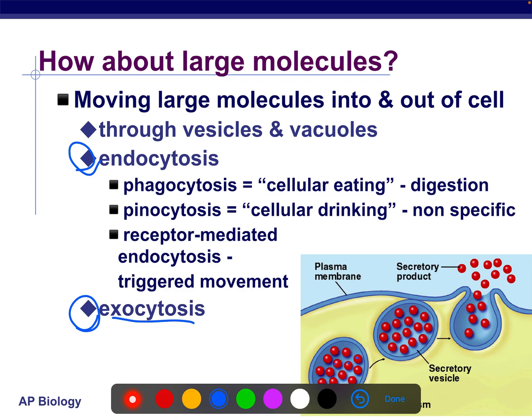Let's say this vesicle has a bunch of proteins in it, and these proteins need to be moved out of the cell. This vesicle will move along the cytoskeleton until it comes to the plasma membrane. And then because this vesicle is made of lipids, it's just going to be able to fuse with the plasma membrane and then let those proteins come out.